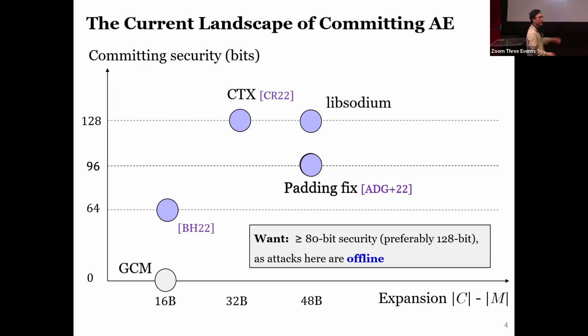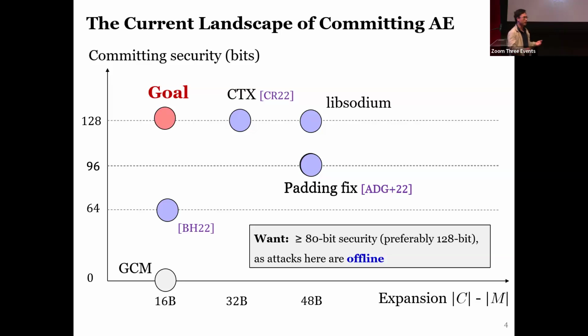If you want that strong security, then contemporary committing AE schemes need to use more bandwidth than GCM. In particular, let's look at the ciphertext expansion, namely the difference between the ciphertext length and the message length. For GCM, it only uses 16-byte expansion, but other committing AE schemes need at least 32-byte expansion. The goal of our work in a nutshell is to get back to a 16-byte expansion, but at the same time provide 128-bit committing security.